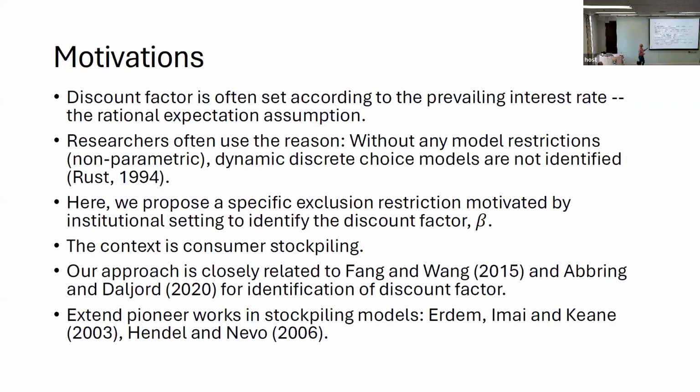But once you're willing to put some restrictions on the model, that's a different story. In practice, when we make assumptions on utility functions, like some parametric assumption, we are already putting restrictions on the model, and that actually generates exclusion restrictions. What we're going to do in this paper is talk about one particular exclusion restriction motivated by the institutional setting of a stockpiling model. We want to show how that exclusion restriction can help us identify the discount factor, and then after that, we can estimate other parameters as well.